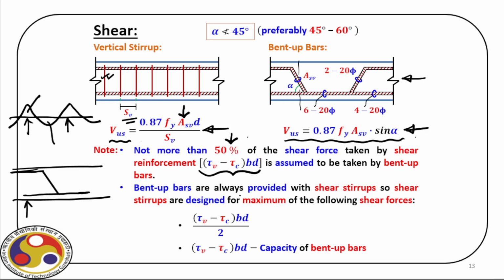Now these bent up bars are always provided with shear stirrups. So shear stirrups are designed for the maximum of the following forces. So these are the two cases. In the second case where we have bent up bars, I have already explained. So this is basically the shear force, and then this is the capacity of the bent up bars, right?